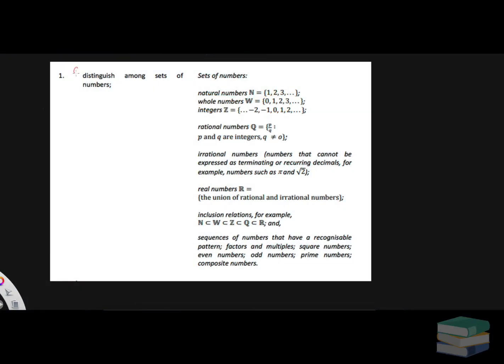This is on the objective of being able to distinguish among sets of numbers, which is the ability to know the difference between natural numbers, whole numbers, integers, rational numbers, irrational numbers, and real numbers, and also to note the relationship between all these numbers. Also, this objective includes the patterns within numbers.